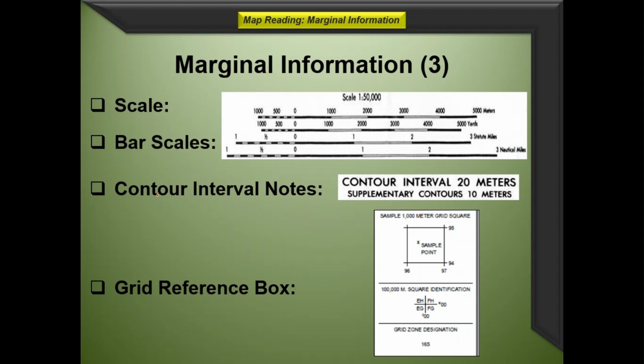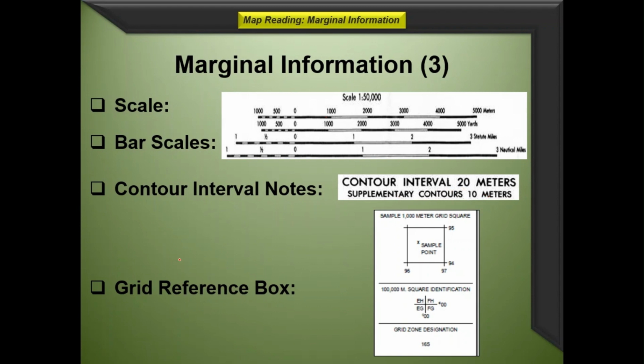Those contour lines are the brown lines that depict elevation on your map. What this is saying is that in between each contour line is 20 meters. So that would be 20 meters of elevation between contour lines. And then you have your supplementary contours, which are 10 meters.